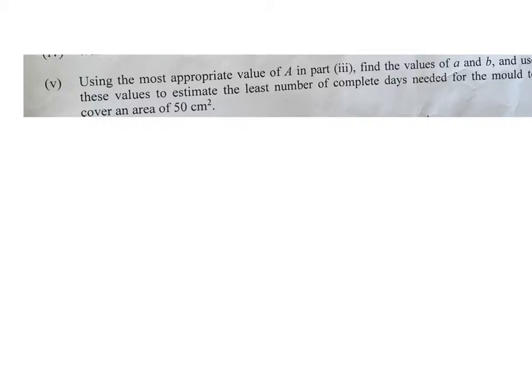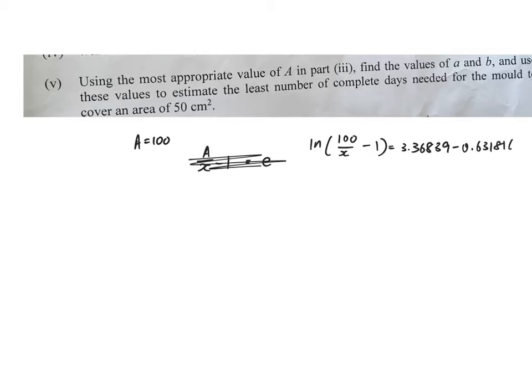So from earlier on, you have already used the value of a. We already have the equation. So we're just going to say very quickly, we use the fact that a equals 100. The regression line that we got, a plus bx, would just be a plus bt, sorry. So it's ln of a over x minus 1. This is the y. Let me just write this: ln 100 over x minus 1 originally equals 3.36839, from the a we found, minus bx, which is 0.631816t.